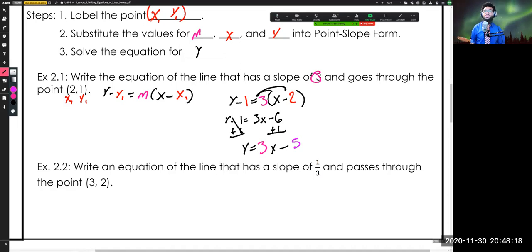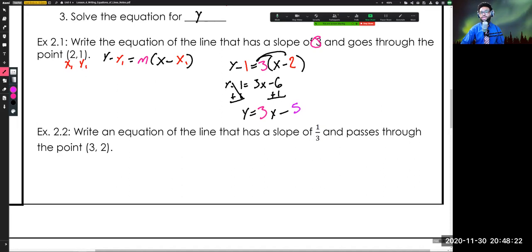I will talk you through how to do the second example, but I want you all to do that one. All right, the example says, write an equation of the line that has a slope of 1/3 and passes through the point (3, 2). Okay, so let's help you. I'll start you off by doing that first step, and that's labeling. This is our x1 here, and this is our y1.